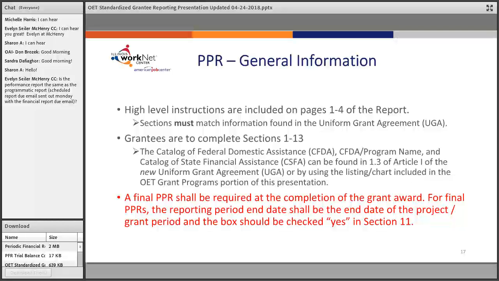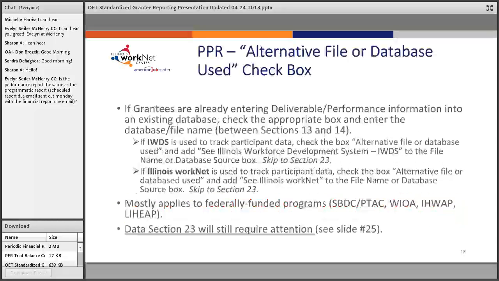A final PPR shall be required at the completion of the grant award, which is also listed in your report deliverable schedule. In your grant agreement, it says that there's a final report that will need to be submitted. The reporting period end date shall be the end date of the project grant period, and the box should be checked yes in section 11 when you submit your final report.